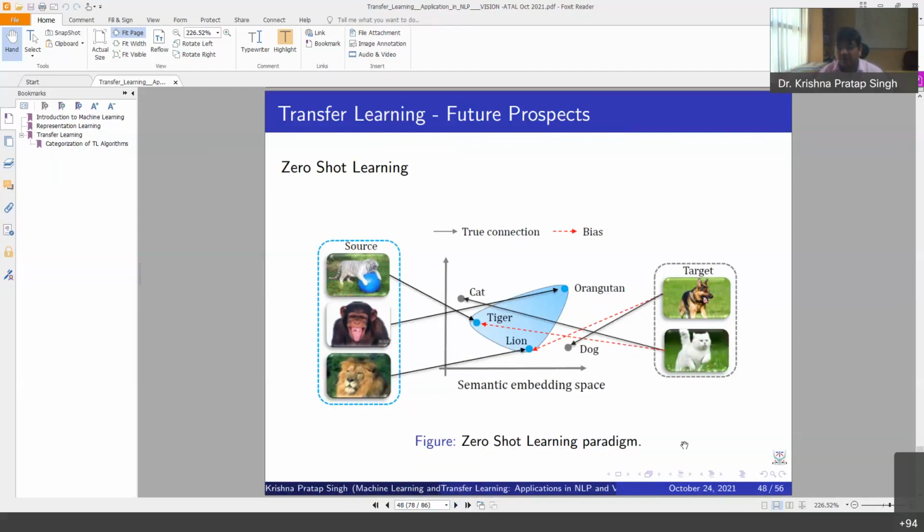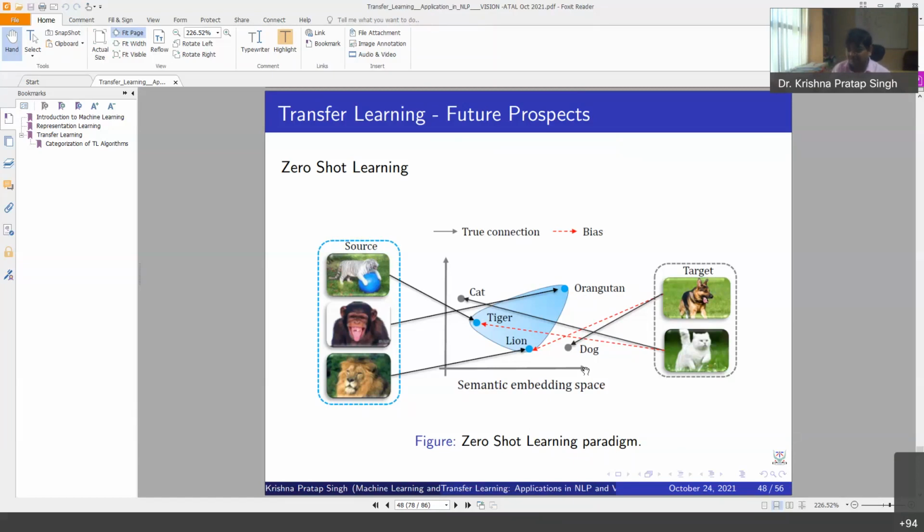In transfer learning, I am now talking about open problems, where some work has been done in the last 2-3 years and you may see it also. The challenging part is when the target domain has only a description and no images in vision. This is zero-shot learning: in the target domain there is no image, only the description. Then how can you do that?